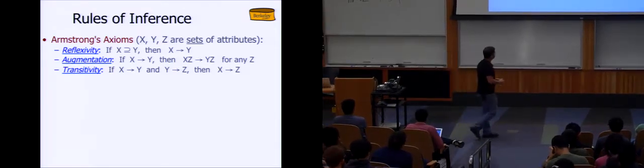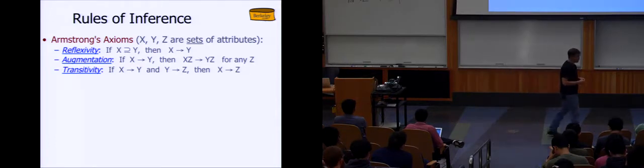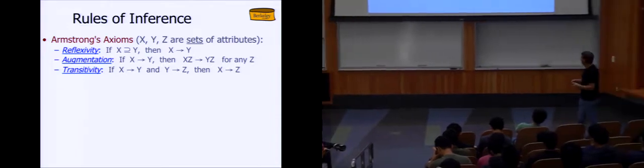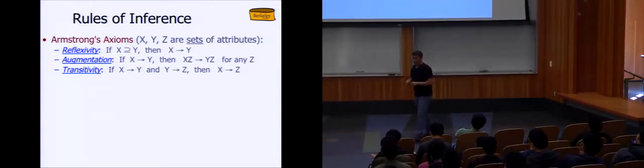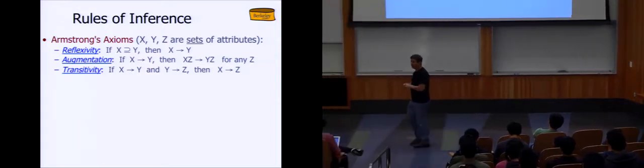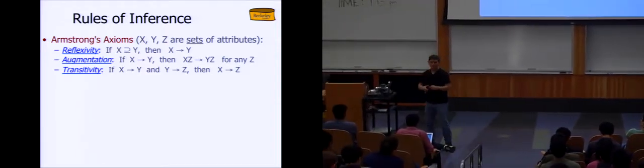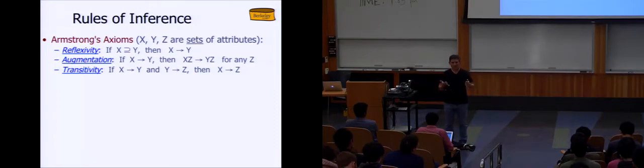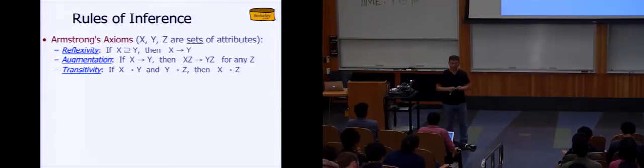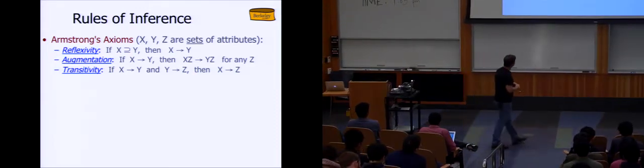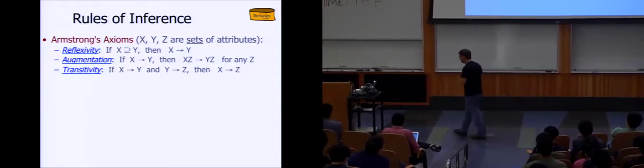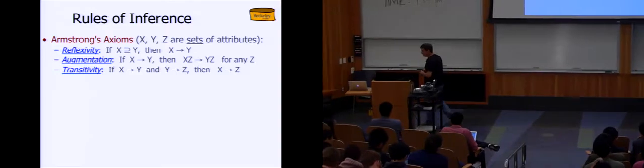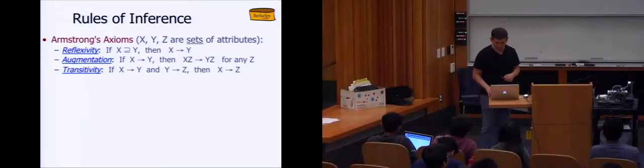Augmentation: if X determines Y, then XZ determines YZ for any Z. And that makes sense, right? What's a good example? If rating determines wage, then rating comma last name determines wage comma last name. Not very interesting, but certainly true. And then transitivity, as we know and love: if X determines Y and Y determines Z, then X determines Z. So with these axioms, we are now armed and ready to do inference on functional dependencies.